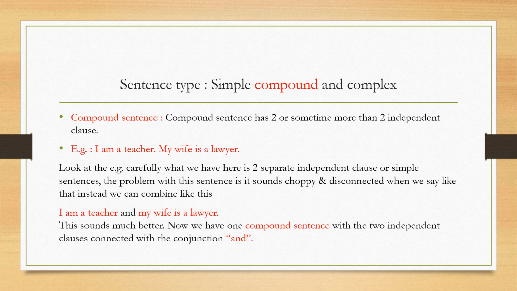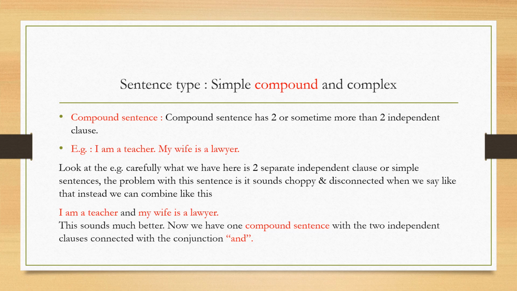Compound sentence. A compound sentence has two or sometimes more than two independent clauses. Look at the example. I am a teacher. My wife is a lawyer. I am a teacher. That is a sentence. My wife is a lawyer. That is again a new sentence. This compound sentence has two or sometimes more independent clauses.